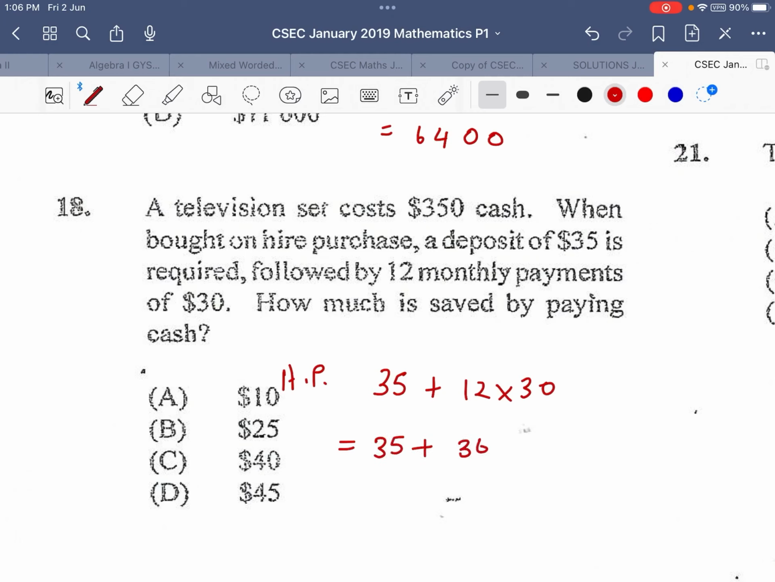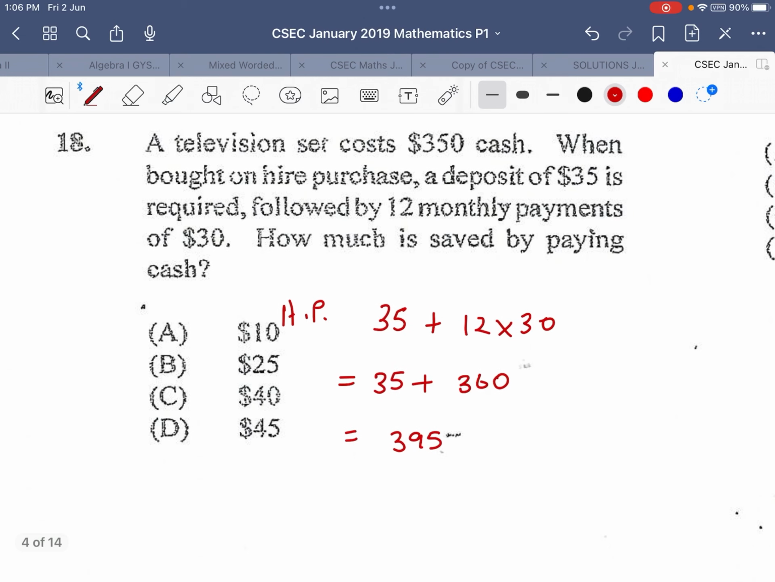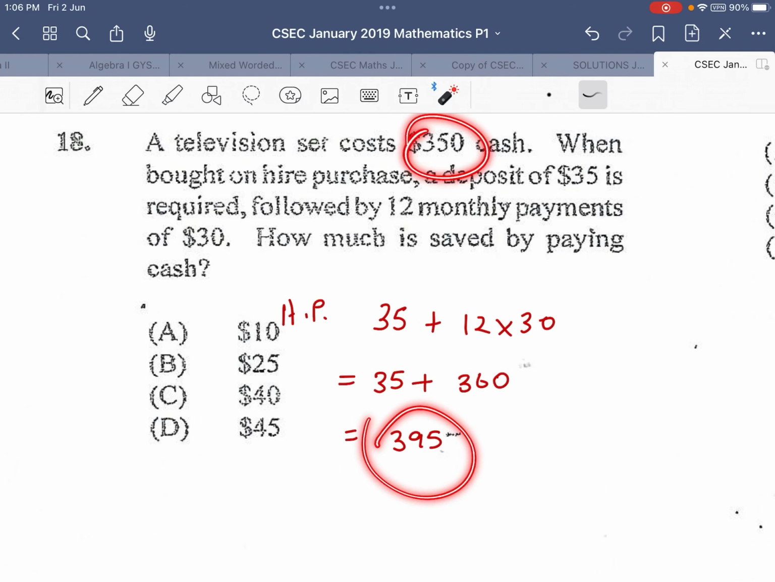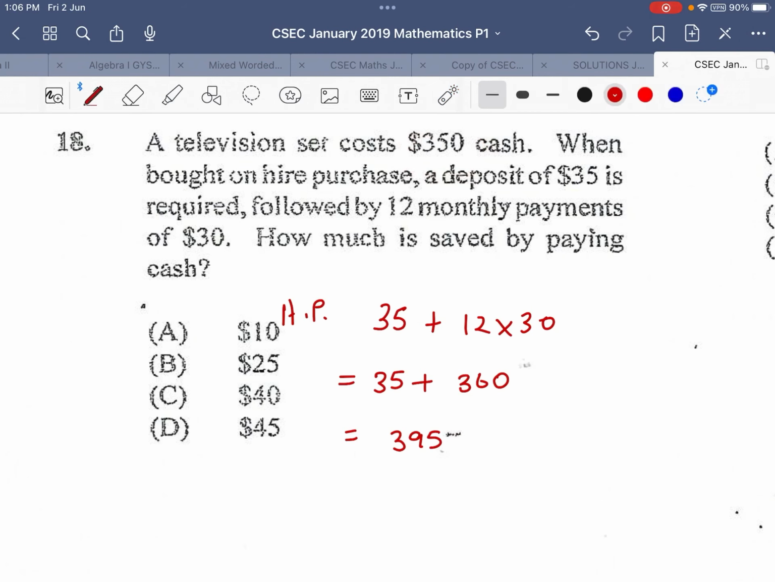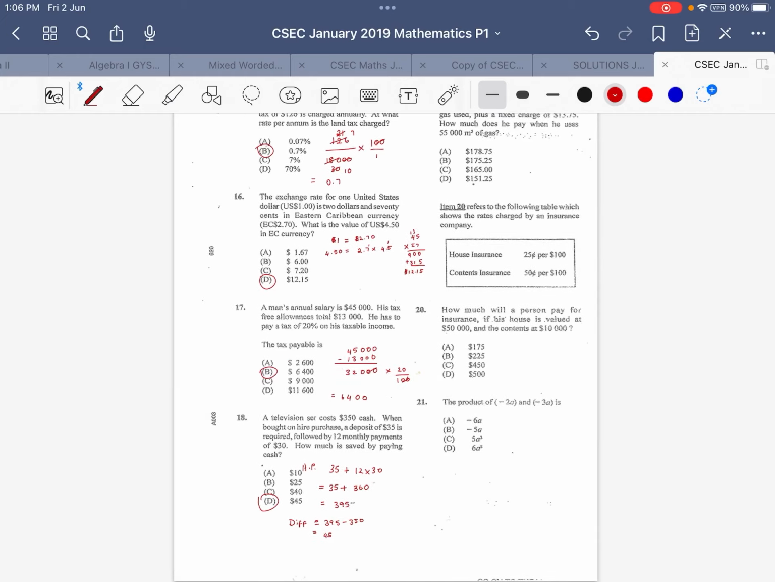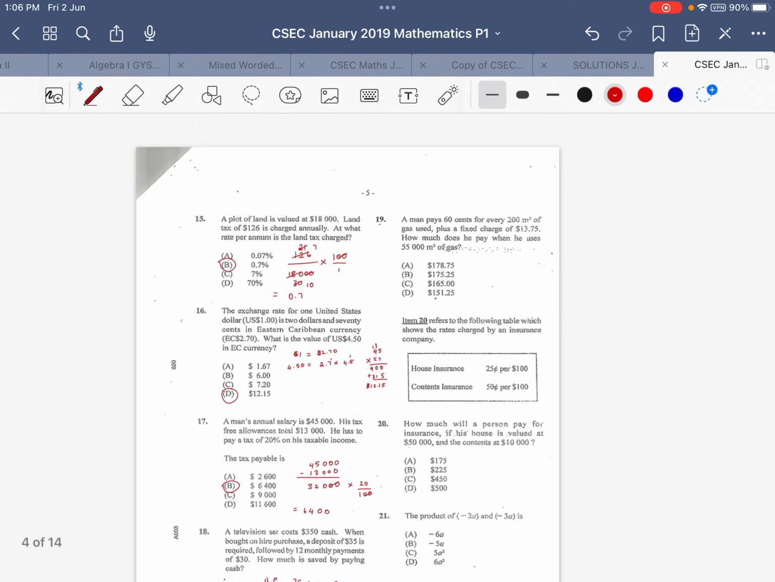We just multiply 12 times 3 and add a 0. And add these two, we get $395. So how much is saved by paying cash? So the price for hire purchase is $395 and it's $350 cash. Therefore the difference would be $395 minus $350, which is $45. So 18 is D.